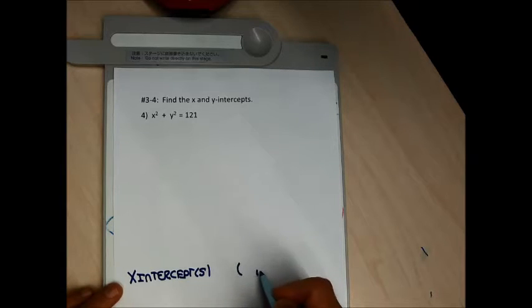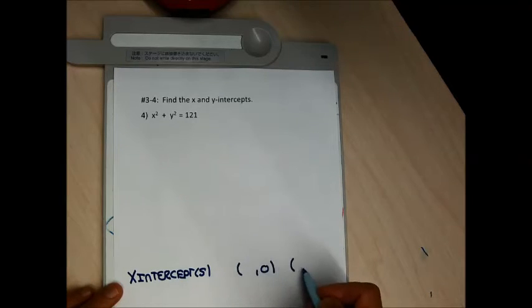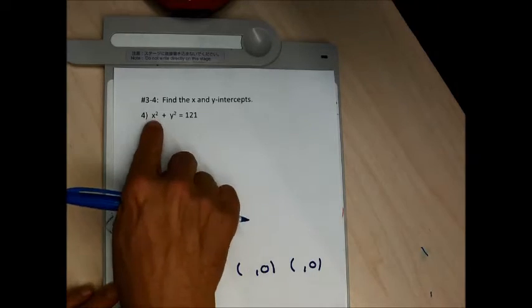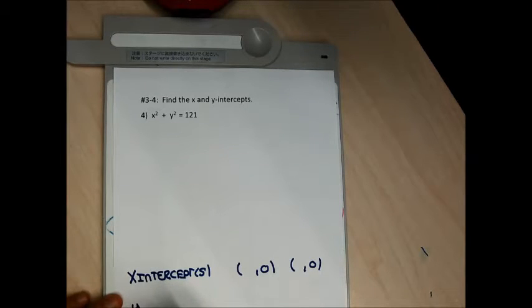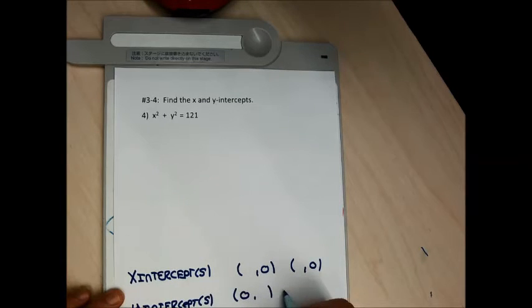There's going to wind up being 2 x-intercepts because there's an x squared. And there's going to wind up being 2 y-intercepts because there's a y squared. Usually when the letter has a square, you get 2 of that intercept. So my answers for my x-intercepts are going to have some number, and then 0 in the y position. My answers for the y-intercepts are going to have 0 in the x position, then some number.